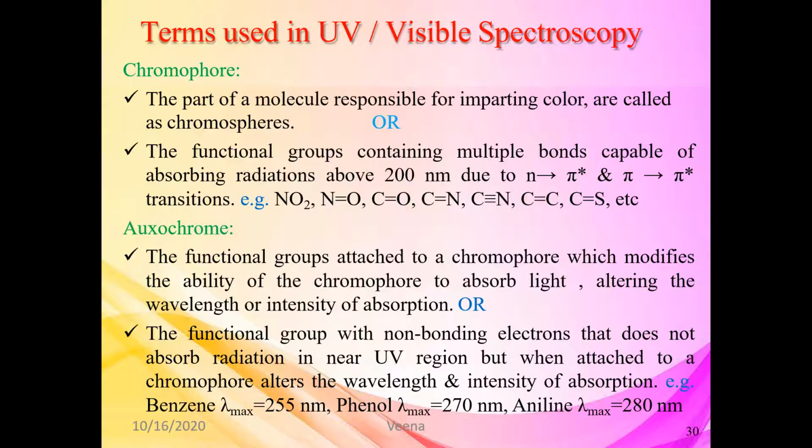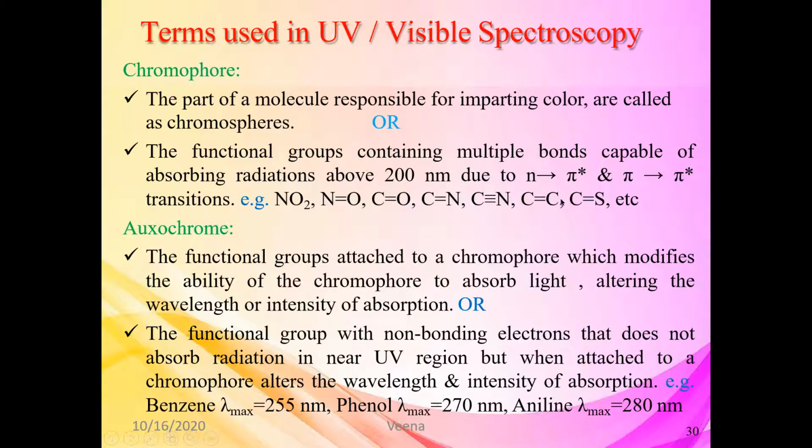That is, a chromophore is an unsaturated group or a group with multiple bonds which is capable of absorbing UV radiation. That is, energy is absorbed in the UV range. The examples here are the same functional groups: nitro group, nitroso, carbonyl, cyanide, then C=C double bond, C=S, etc.